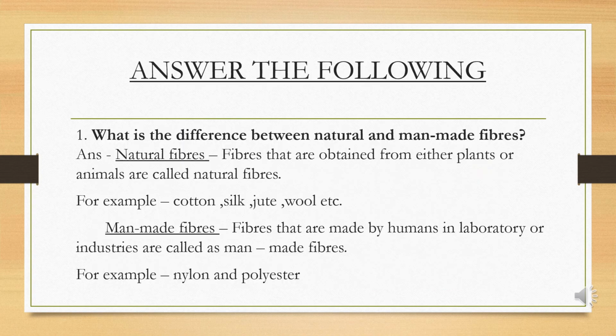Let's understand the question answer, children. The first question is, what is the difference between natural and man-made fibers? Natural fibers are the fibers obtained from either plants or animals, and the examples are cotton, silk, jute, wool, etc. Man-made fibers are fibers that are made by humans in laboratories or industries. Examples are nylon and polyester.